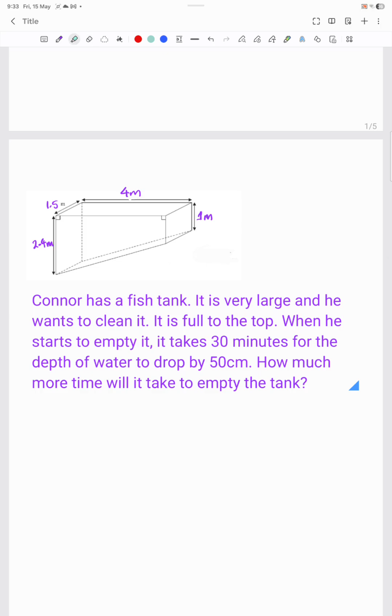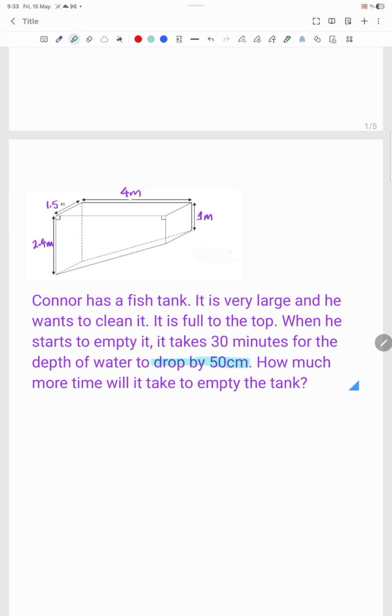So I made it this time about a fish tank, and it's Connor's fish tank. It's an enormous fish tank. He wants to clean it, and the fish tank is full up to the top with water, and he starts to empty it. So I guess we have to imagine that there's some kind of plug at the bottom of the fish tank so that he can empty it out.